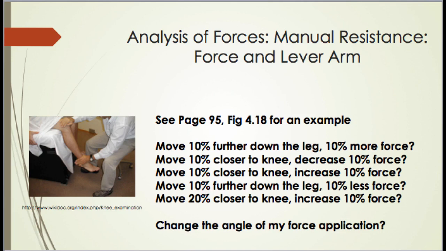So in that example, the weight is the same. The external torque is 15 newton meters. 100 newtons times 0.15 is 15 newton meters. 50 newtons times 0.3 is 15 newton meters. So that makes sense. What if we change things up a little bit?